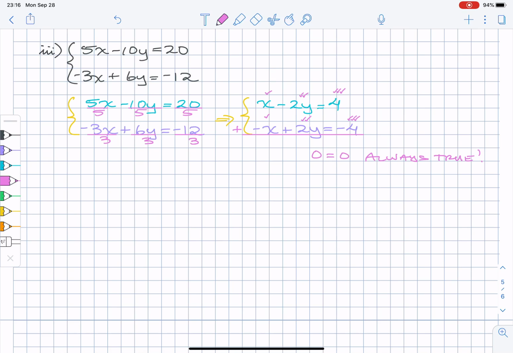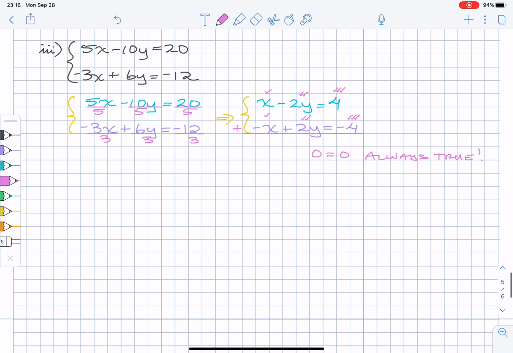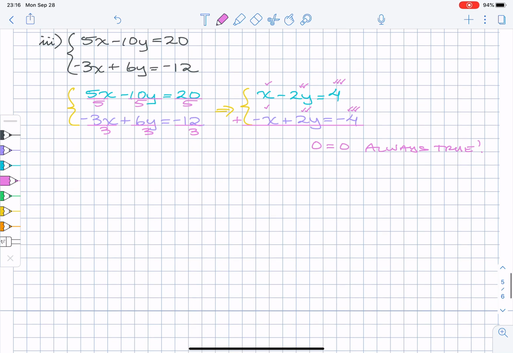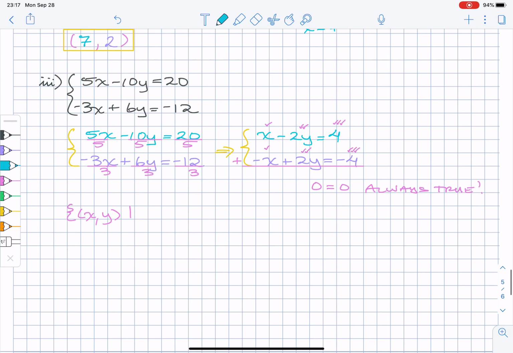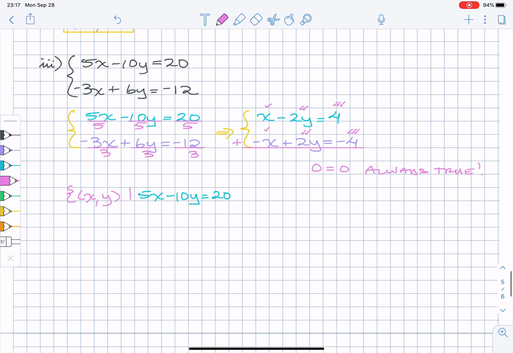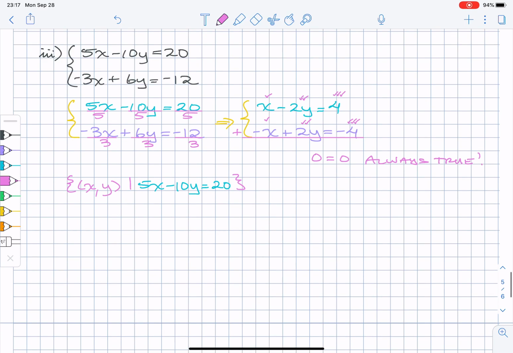So that means this is a dependent system. I can see that these two equations are actually the same. If I multiply through by negative 1, they're both the same. So therefore, the solution will be the set of all points x comma y such that, well, use whichever equation you like. Let's use the first one, 5x minus 10y is equal to 20. Could have used the second one. We could have used any of the simplified forms. There's infinitely many solutions here.